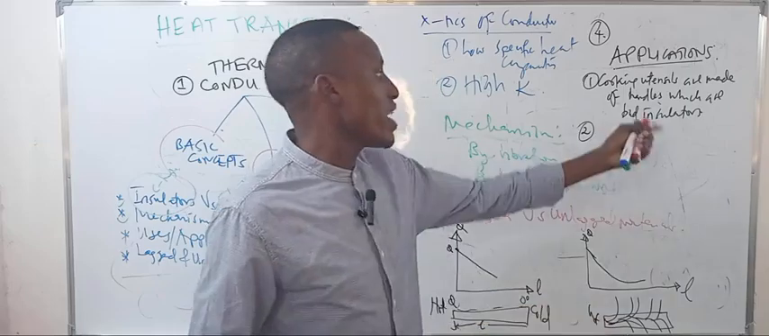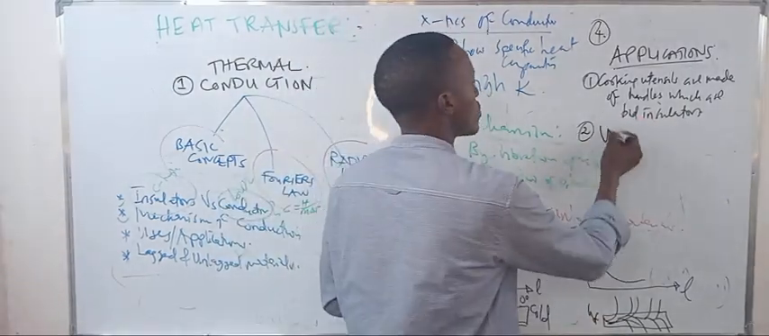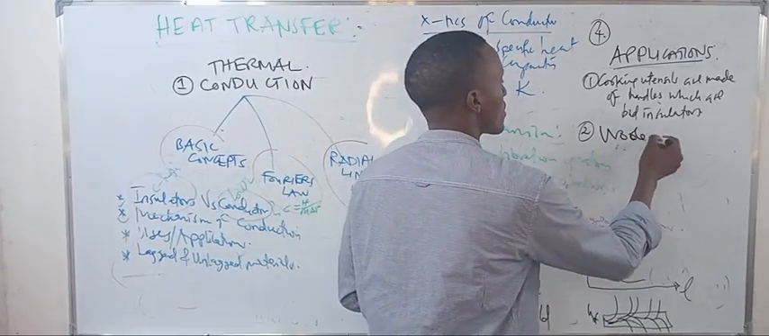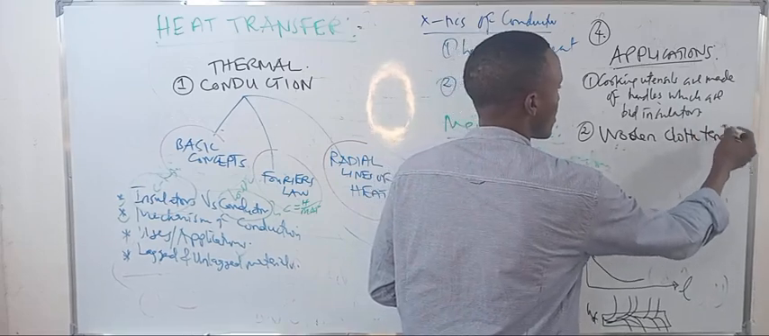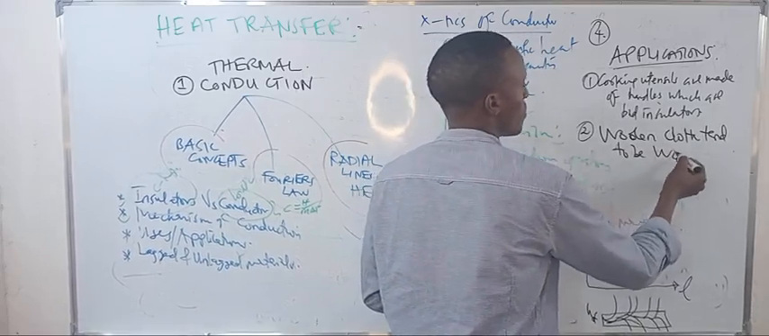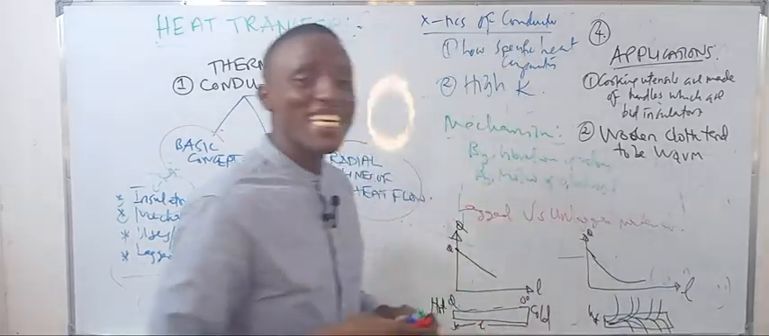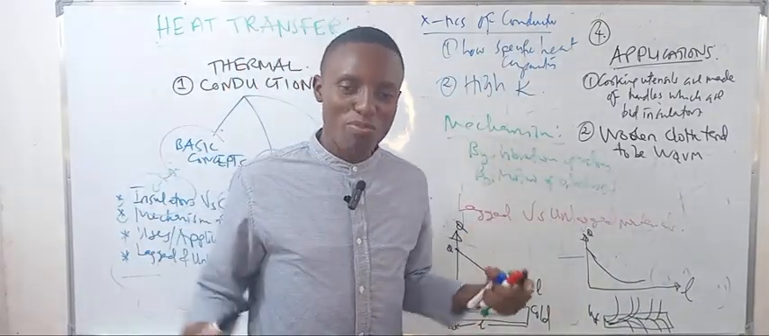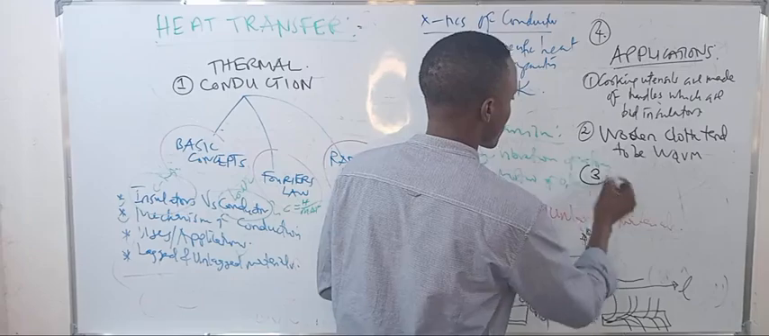Yeah. So talking about the applications, one of the applications is the woolen cloth. Woolen cloth tends to be warm. Why? Because you are not losing heat. Your heat is incubated. Okay, the third thing about the uses.